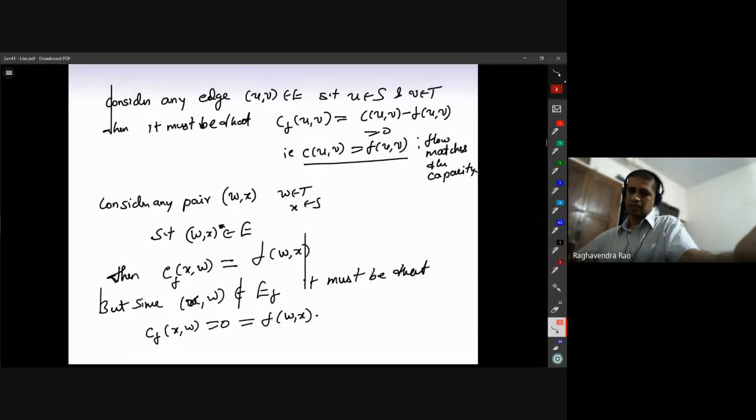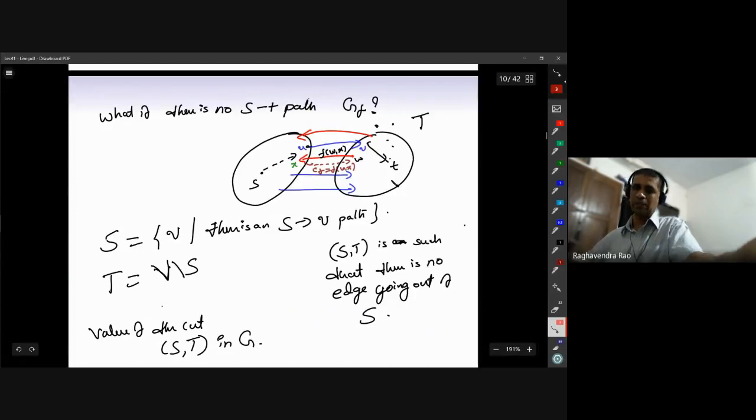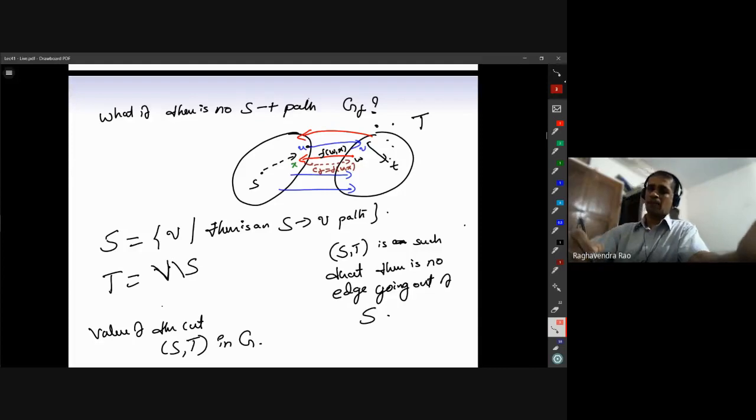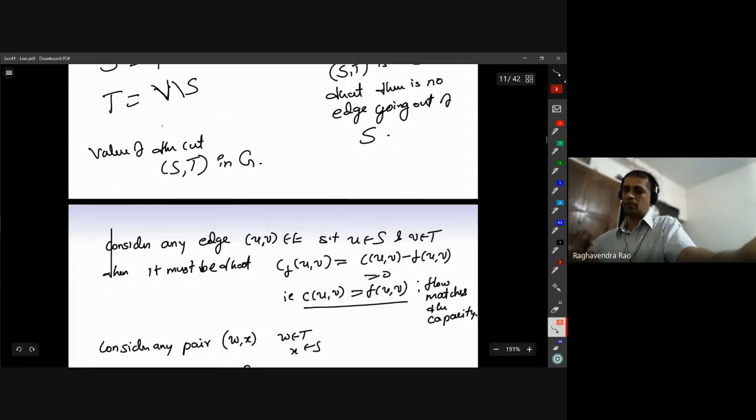So let's just gather what we have seen so far. We have defined these sets. We started with the assumption that there is no S to T path. We defined these two sets and looked at the edges across. So what we have now is, for every forward edge in the original graph, F would have assigned flow equal to the capacity. That is the first thing.